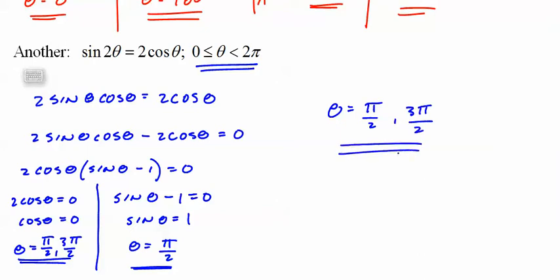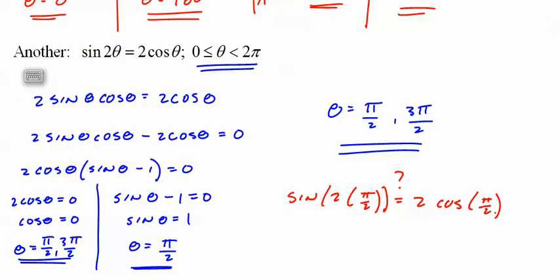Nice thing to do can be to put that in and check it out. Let's check it with just one of them. Sine of 2 times pi over 2, does that equal 2 times cosine of pi over 2? Cosine of pi over 2 is 0, so this whole side is 0. Sine of pi is 0. So it checks. And you could check 3 pi over 2. I'm not in the mood. Just going to keep cranking out problems here.